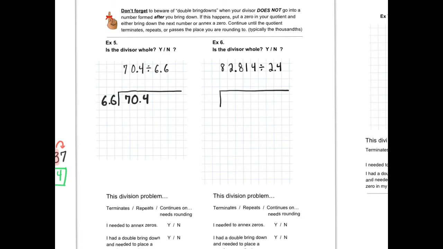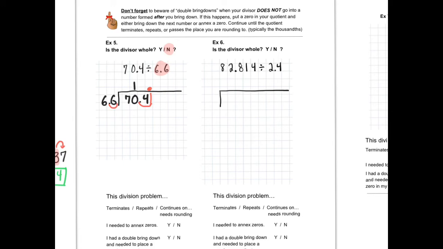In example 5, the divisor is not whole, and so we're going to have to move the decimal point. So we will multiply the divisor and the dividend both by 10, moving the decimal point once, and we are ready to go. I know 66 divides into 70 one time.